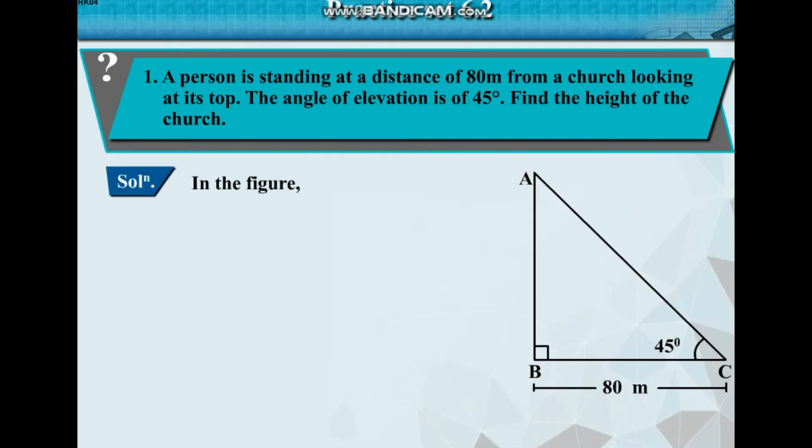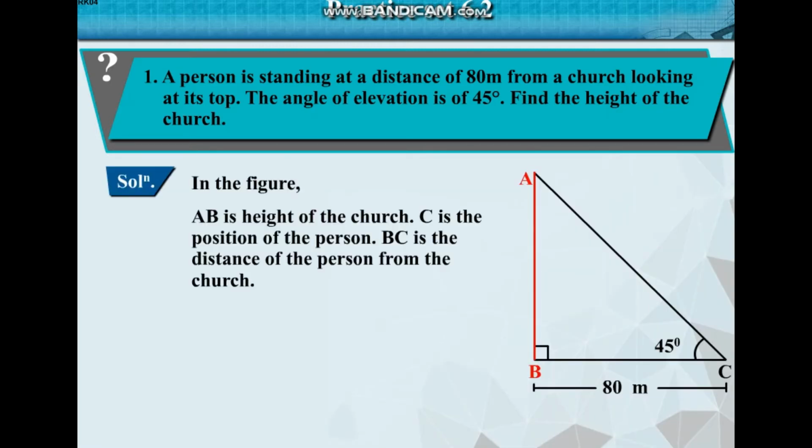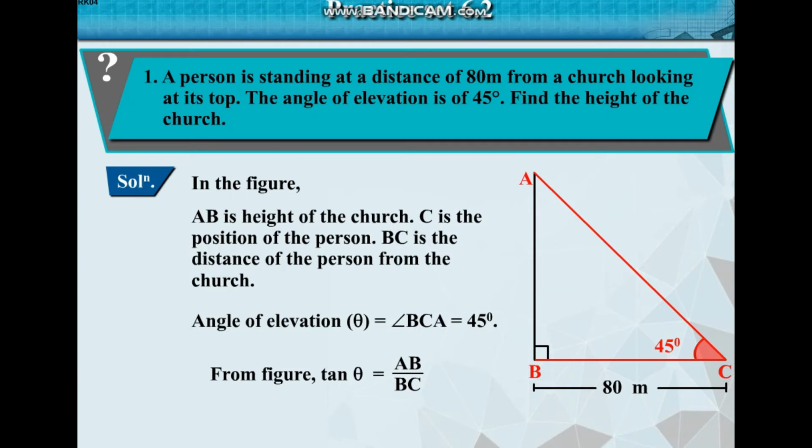Solution. In the figure, AB is the height of the church. C is the position of the person. BC is the distance of the person from the church. Angle of elevation theta is equal to angle BCA is equal to 45 degrees. From figure, tan theta is equal to AB upon BC, equation 1. Tan 45 degrees is equal to 1, equation 2.